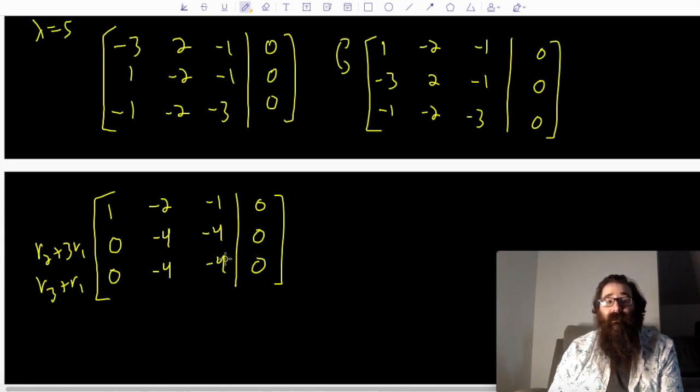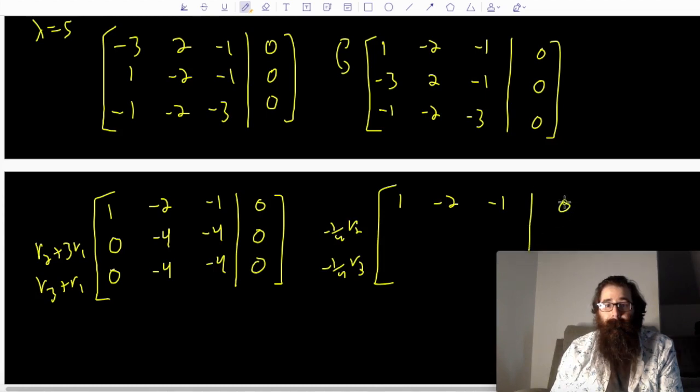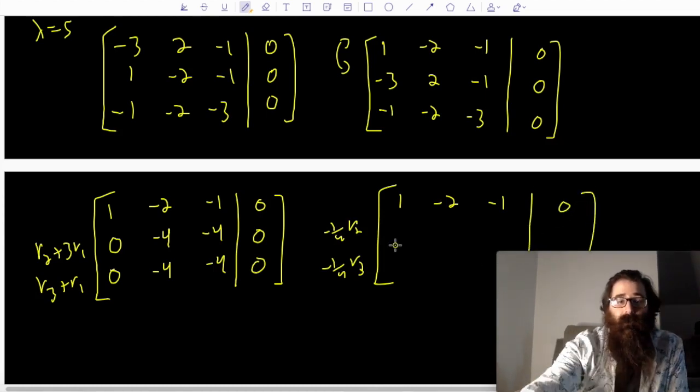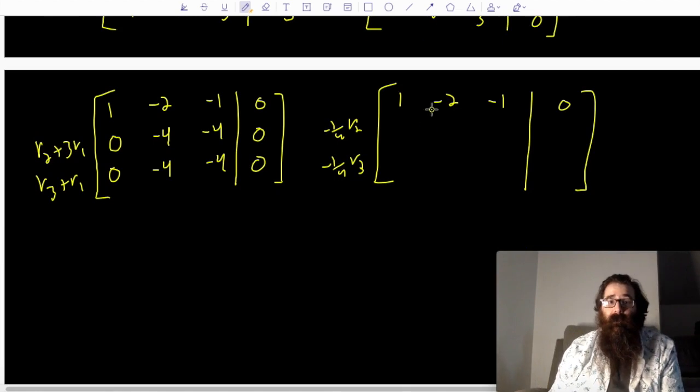Now I can see that rows 2 and 3 are identical, so I can go ahead and scale them and then remove one of them. We'll do -1/4 row 2, -1/4 row 3. So I'll rewrite row 1. And then rows 2 and 3 are both going to become 0, 1, 1, augmented with 0.